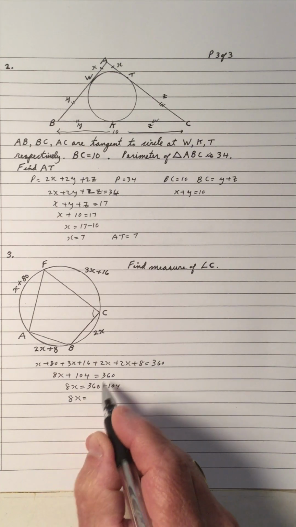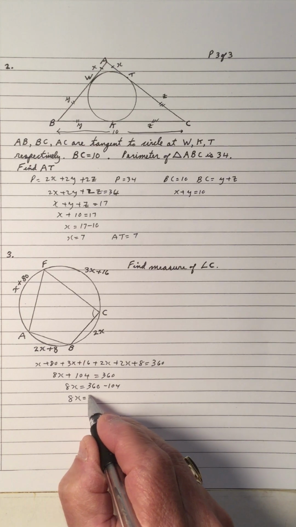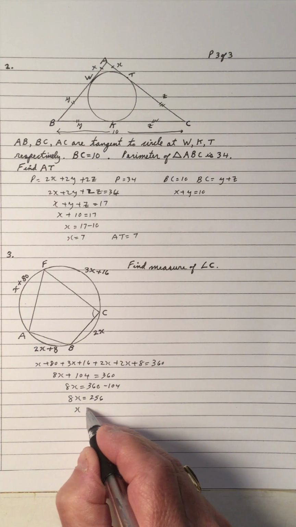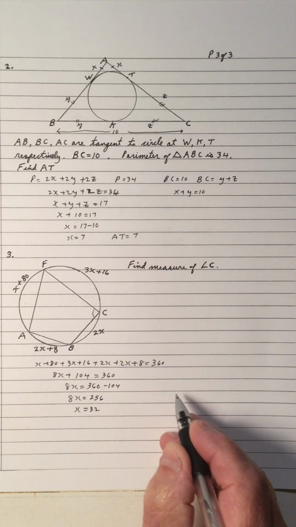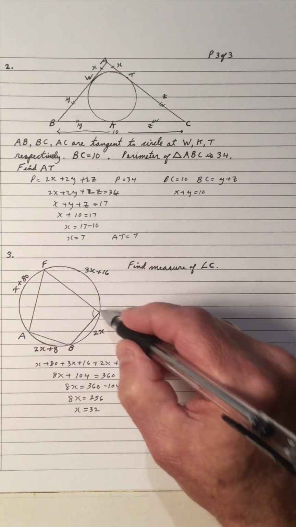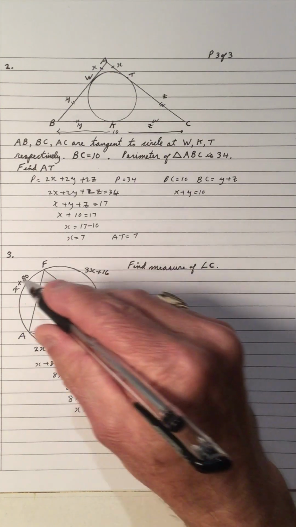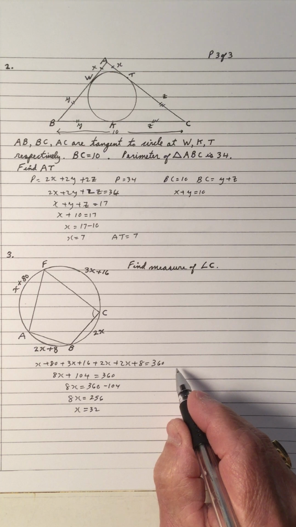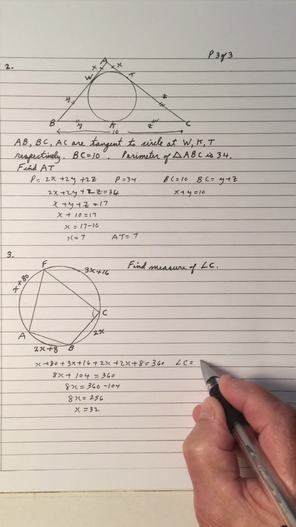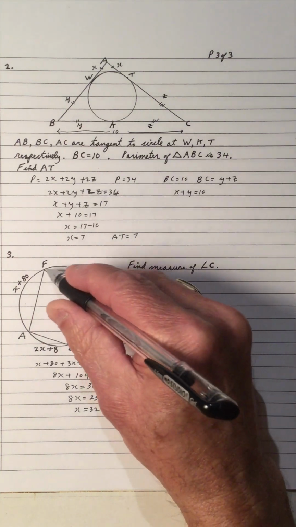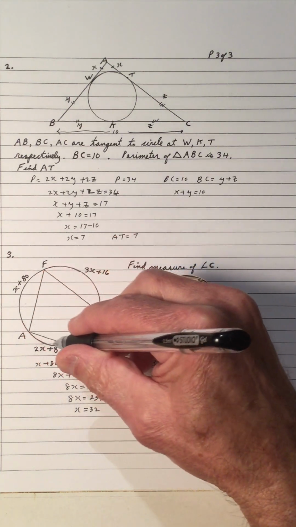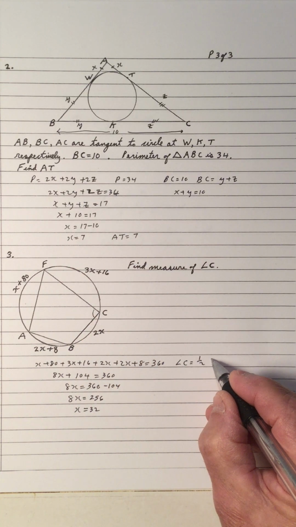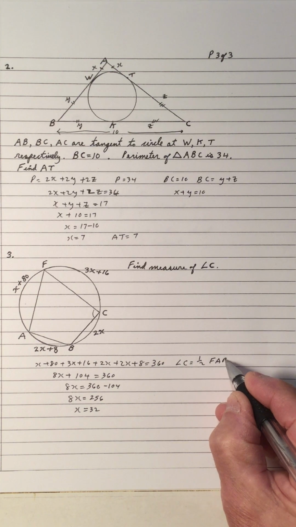So 8x is equal to, subtract to get 256. Divide 8 into 256, you get 32. So we have all the measures. So we have x, that means we have each arc, but angle C, it says that angle C is a half of these 2 arcs here. So it's a half of the arc FAB.